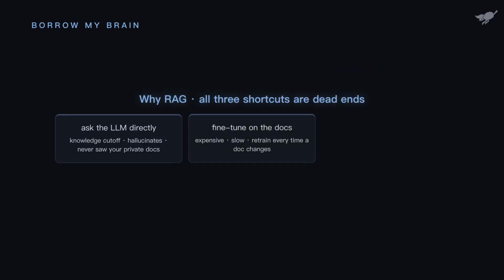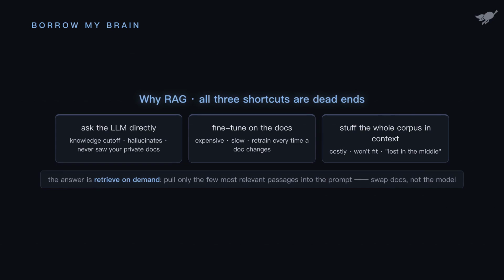Now you might ask, why not just ask the large language model directly? You can't. 3 fatal flaws. 1. Its knowledge has a cutoff date. That policy you changed last week? It has no idea. 2. When it doesn't know something, it'll make it up with a straight face. That's hallucination. 3. Your company's internal docs? It's never seen them.